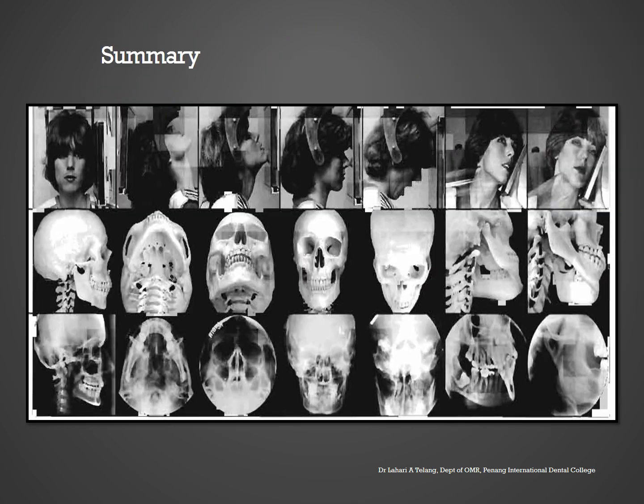So this summarizes all the views that we've discussed. The right from the cephalometric view, submental vertex. This is your PNS view. This is a PA view, reverse Towne's view, and these are the mandibular views.